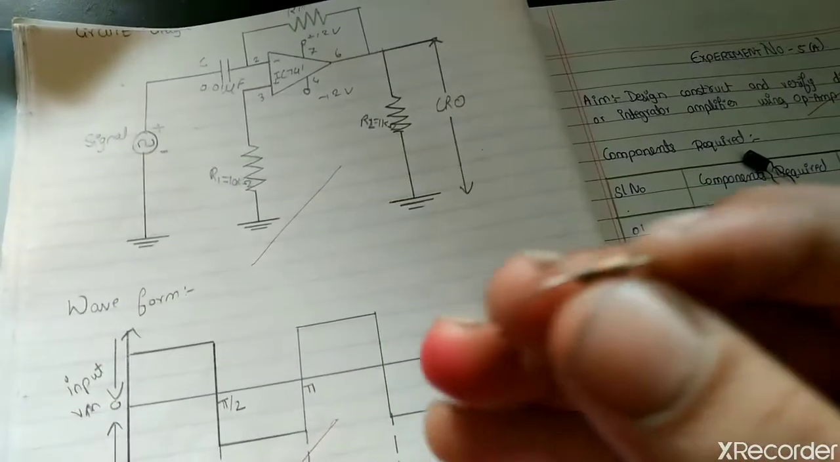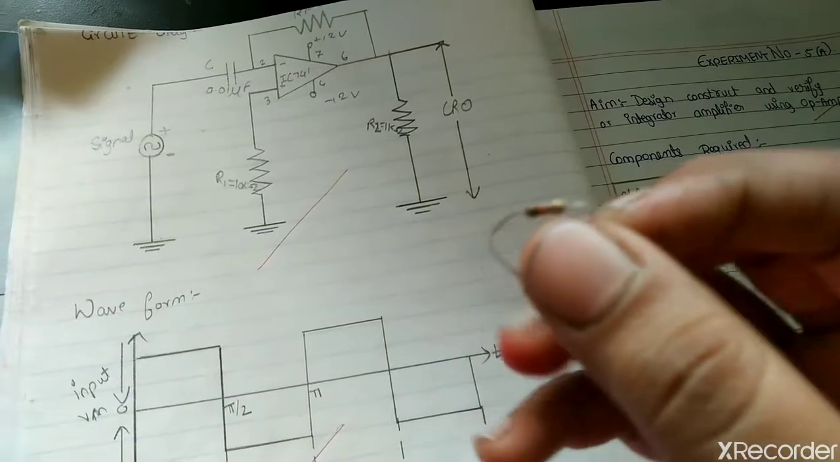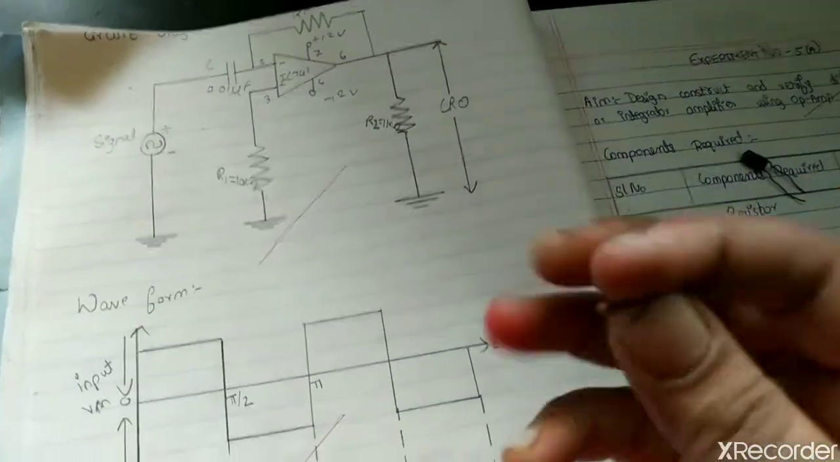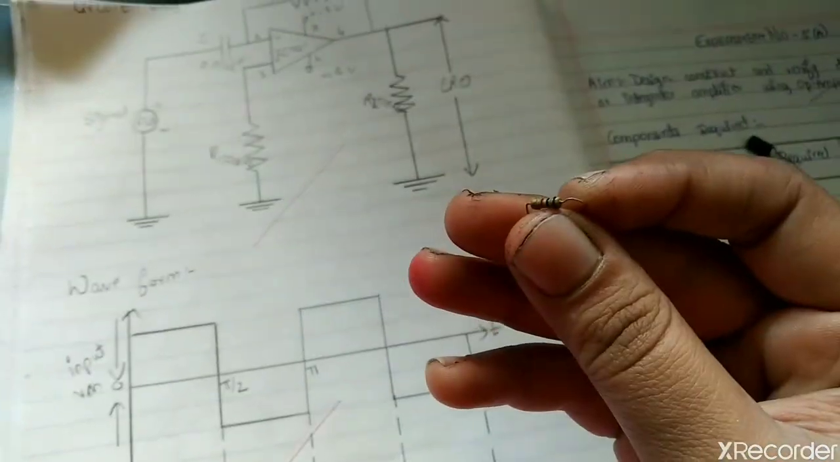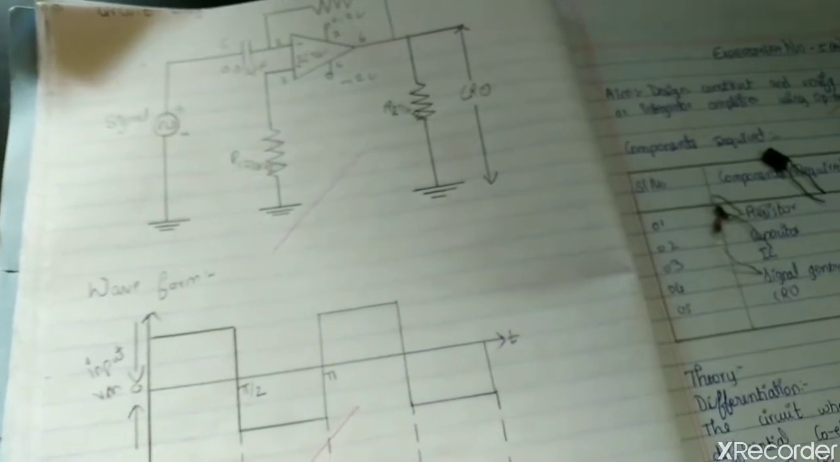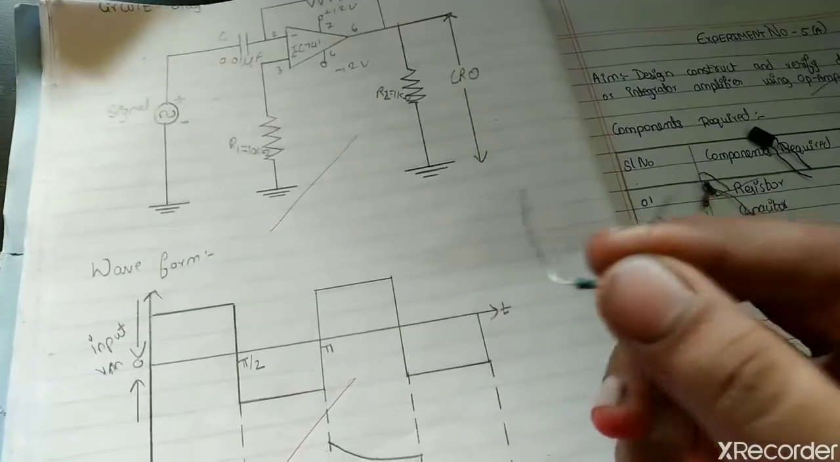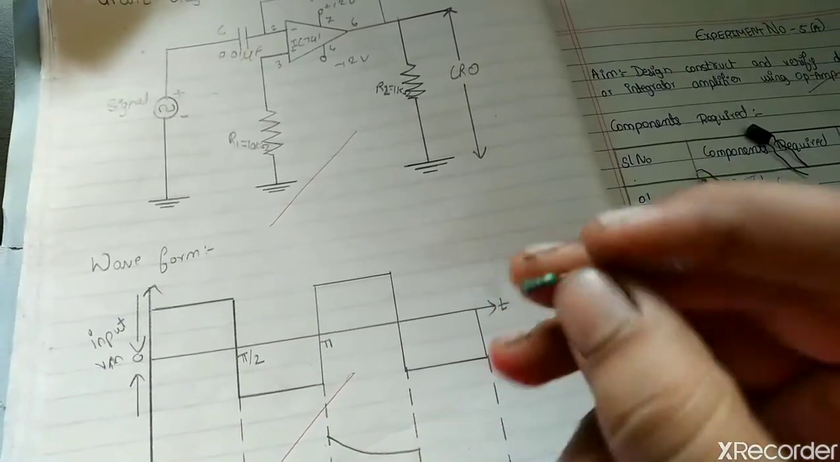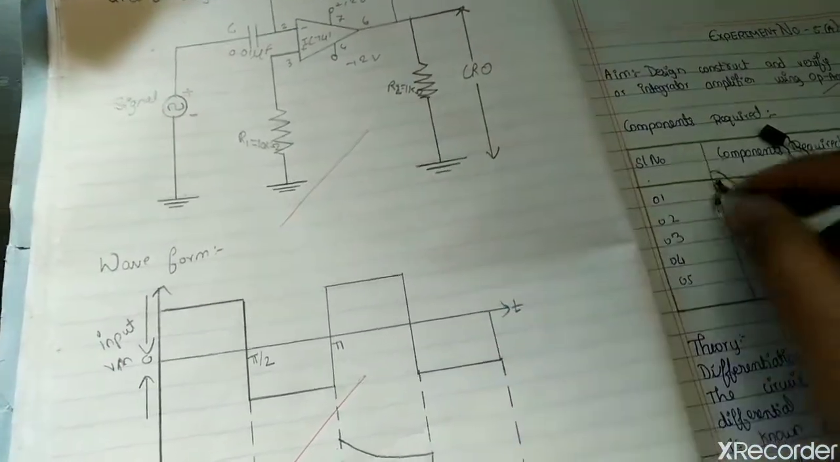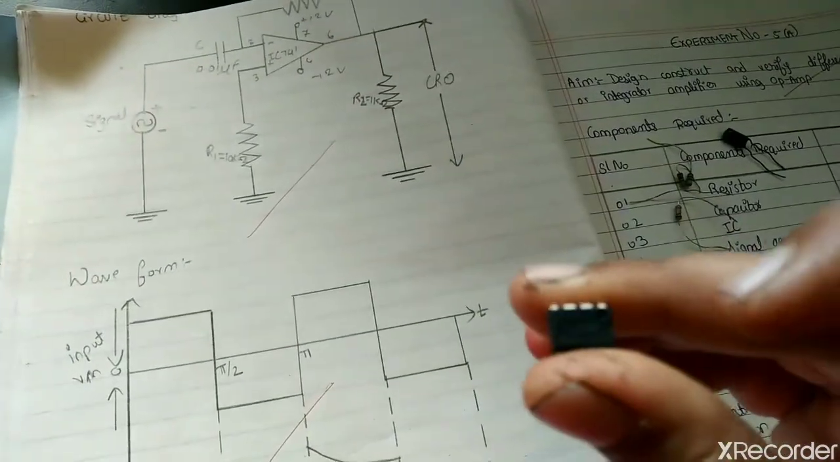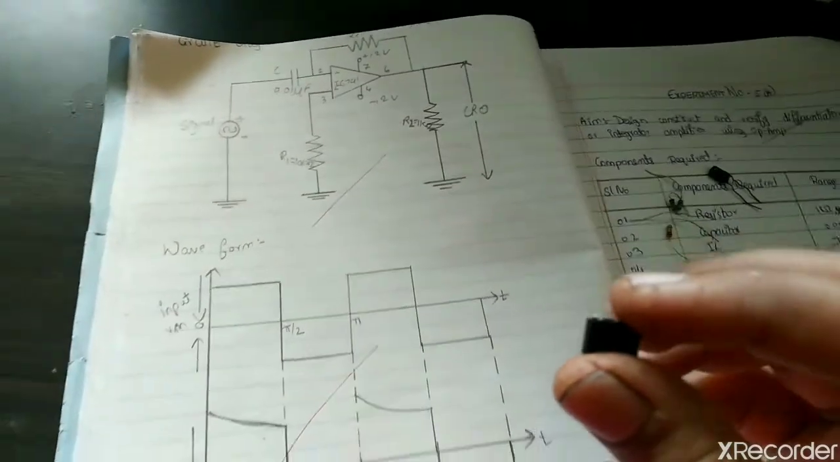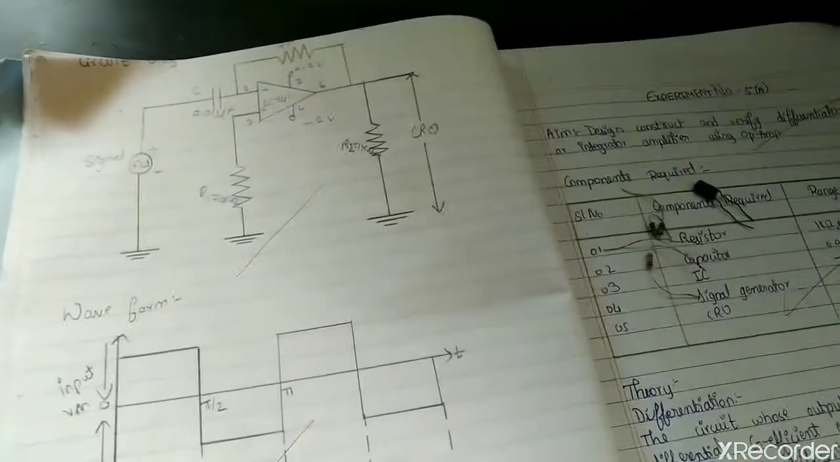This is the resistor, 1 kilo ohm, and this is the resistor, 10 kilo ohm. And this is the resistor that is 2.2 kilo ohm, that is red, red and yellow, and this is your IC 741 op amp. So let's start with the connections. First we will place the IC.